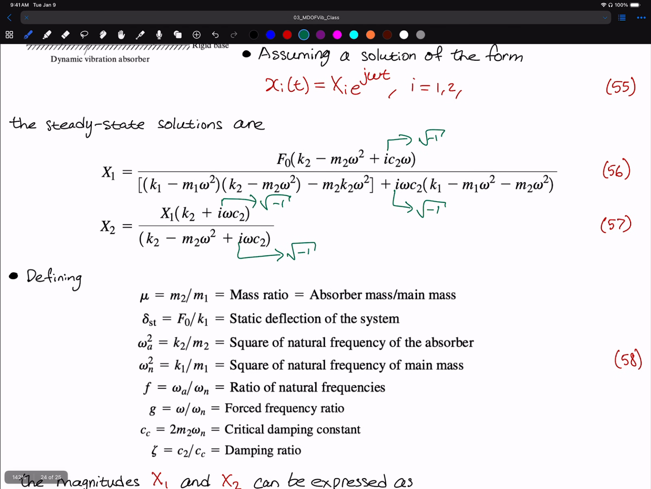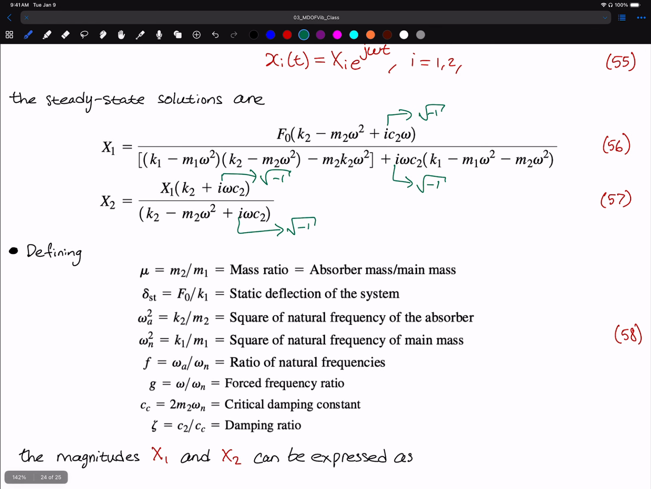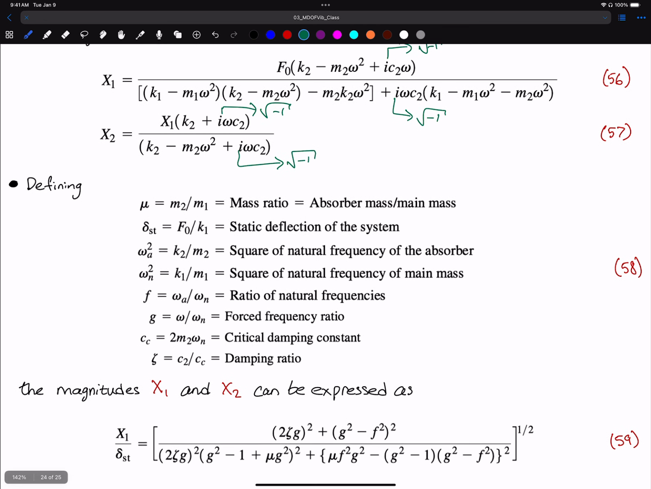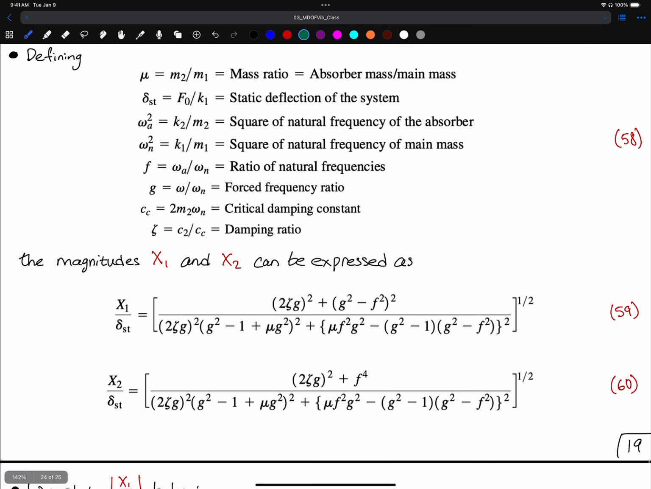All right, in order to study this, we need to define a bunch of ratios. First, the mass ratio: absorber mass over the main mass. The static deflection of the system, that's what this delta is. The square of the natural frequency of the absorber, the square of the natural frequency of the main mass or the machine, and the ratio of their natural frequencies. The forced frequency ratio, which is the ratio of the frequency of the forcing to the frequency of the main mass. What's known as the critical damping constant, and the damping ratio. And then we can express the magnitudes of x1 and x2 as the following here.